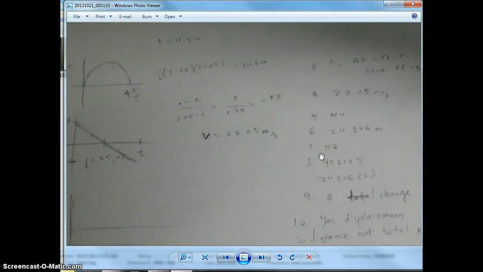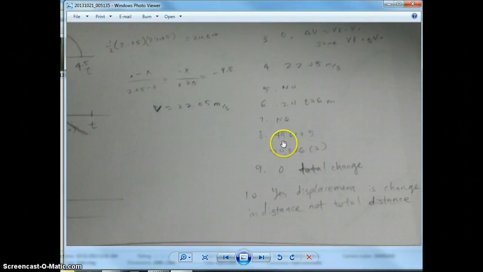Number 8, what was the total distance traveled? The total distance traveled was 24.806 times 2, because again, peak is 24, that means up is 24, down is 24. So, that multiplied by 2 is 49.6125. My work is shown here, times 2.